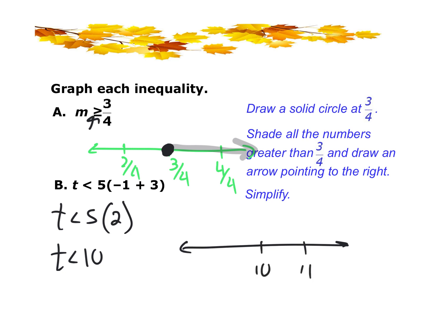10, 11, and 9. So I'm going to do an open circle at the 10 mark and draw to the left. Now the reason I can draw it just like that is that the t on the left can just follow the same direction as the right.